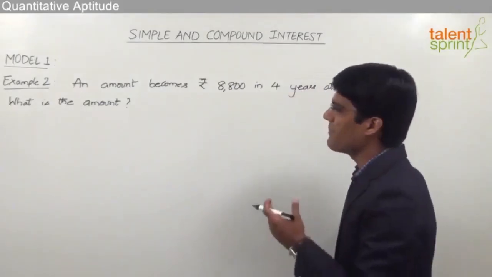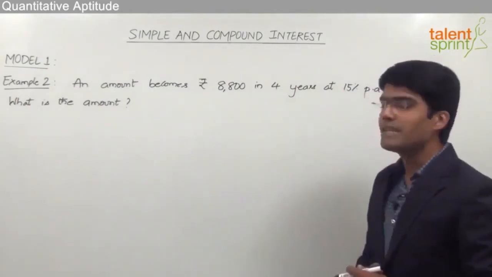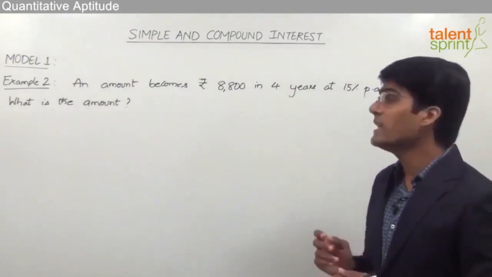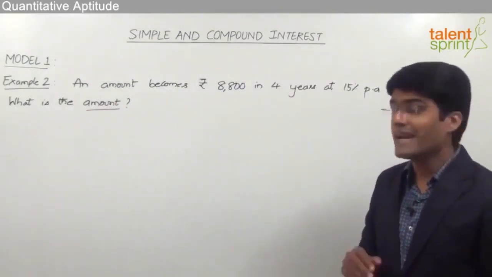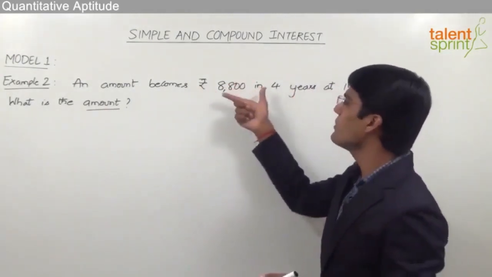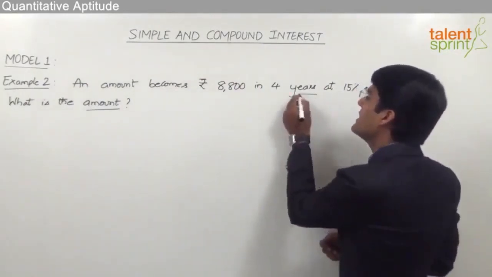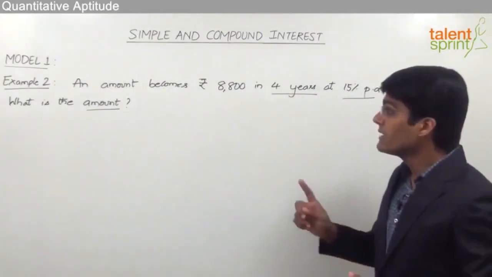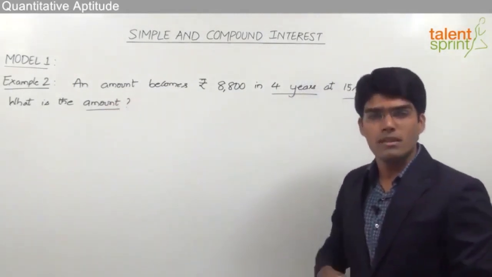The question here is, an amount becomes rupees 8,800 in 4 years at 15% per annum. What is the amount? So as discussed earlier, we first need to decide what amount is he talking about. Is it the principal amount or the total amount? Now that can be understood from the given statement. The question says an amount becomes rupees 8,800 in 4 years at 15% per annum. That means time period is 4 years. That is very clear. And the rate of interest is 15% per annum. Even that is fine. But the point again remains that what amount should be calculated? Is it the principal amount or the total amount?